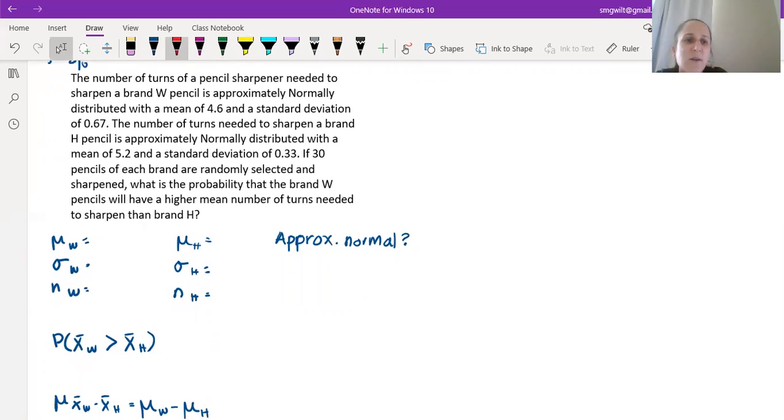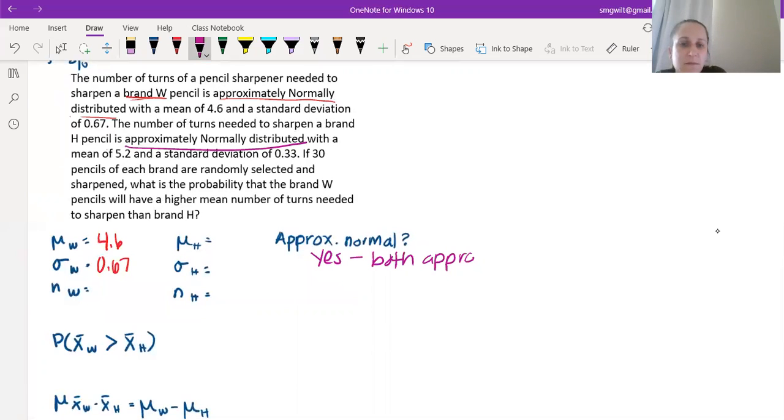So I have 2 different types of pencil sharpeners. Brand W is approximately normally distributed, with a mean of 4.6 and a standard deviation of 0.67. The number of turns needed to sharpen a brand H is also approximately normal. So yes, I can do this because they are both approximately normal. This one's mean is 5.2, and this one's standard deviation is 0.33.